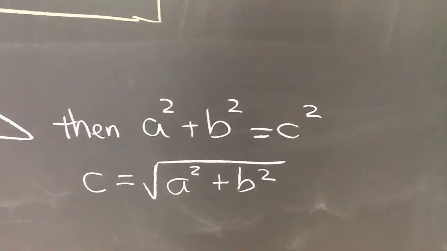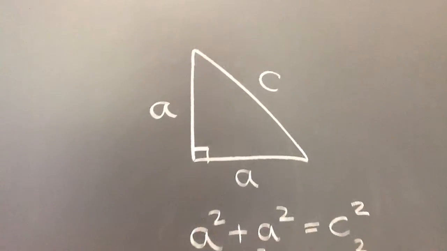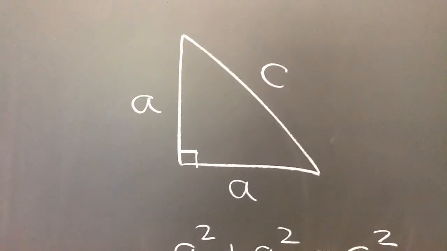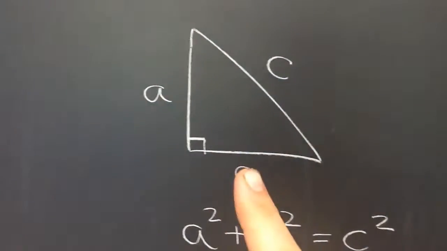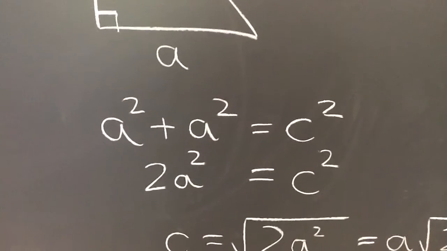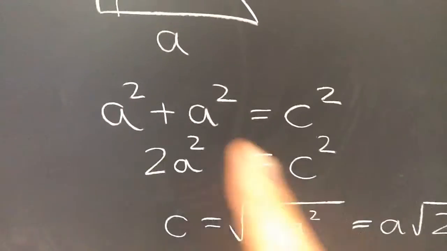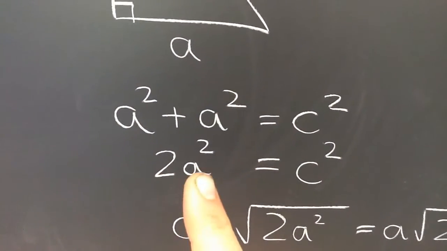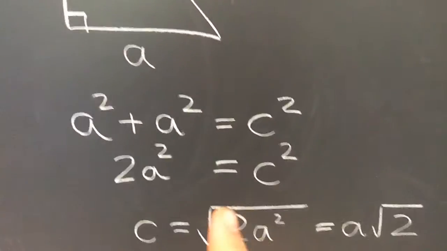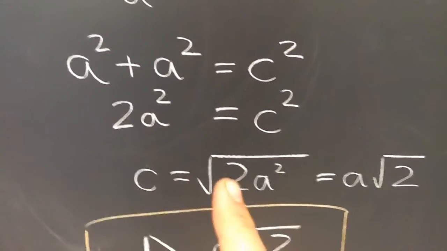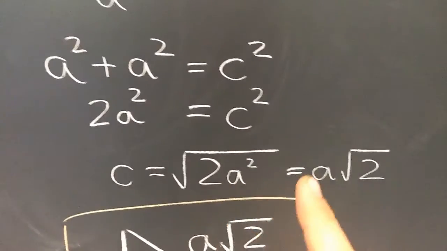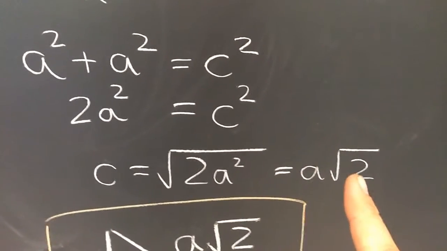Now, in the isosceles right triangle case, two of the sides, or the legs, are exactly the same. So we both have side lengths a. And that means that a squared plus a squared equals c squared. But now we can combine these and say 2a squared equals c squared. Now we take the square root, and so we can say that c is the square root of 2a squared, but this can be reduced into a times the square root of 2.